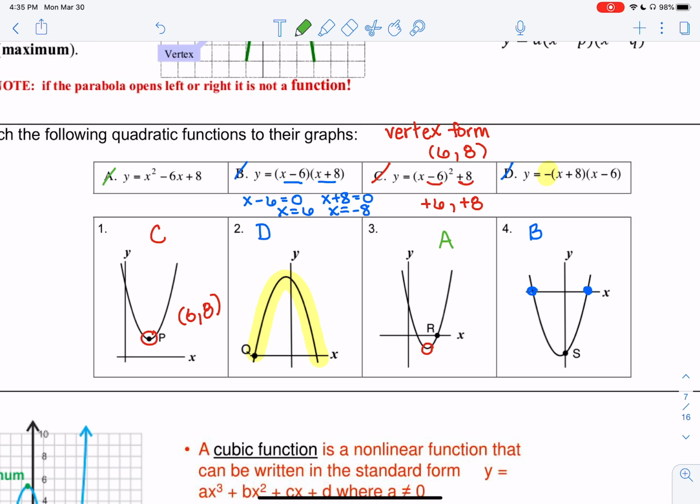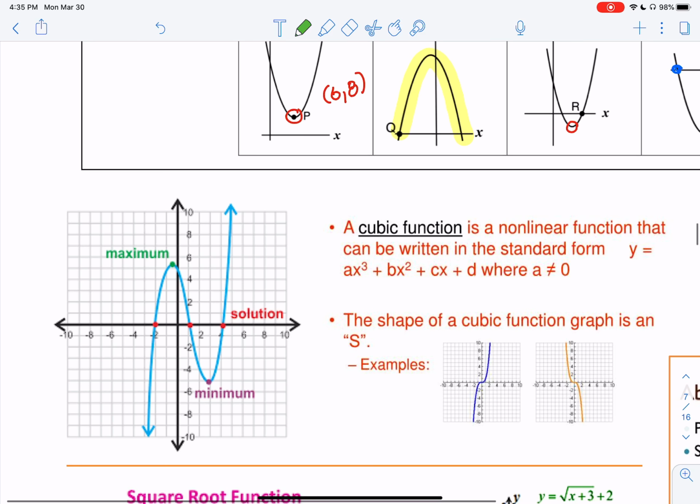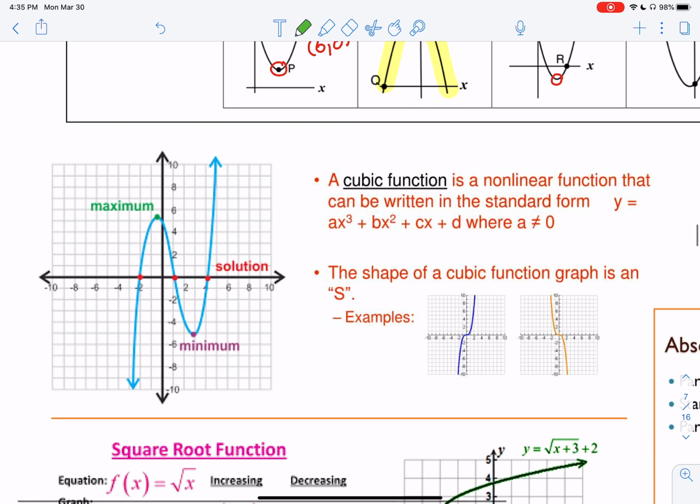Okay, so that was just to give you some introductory exposure to parabolas. The next type of function, if we scroll on down, is called a cubic function. A cubic is when we have x raised to the 3rd power. So up above we were doing x squared. A cubic is something like y equals x cubed.